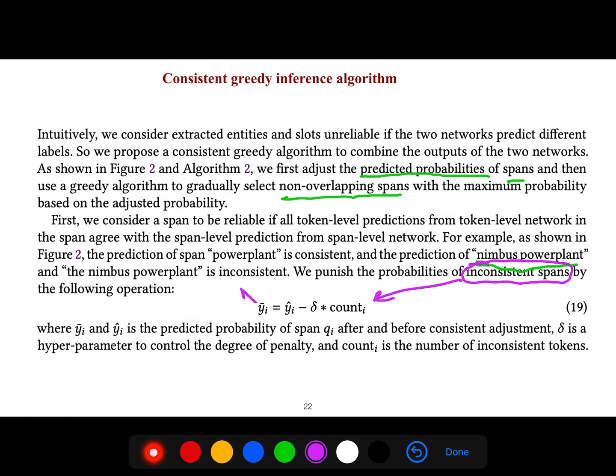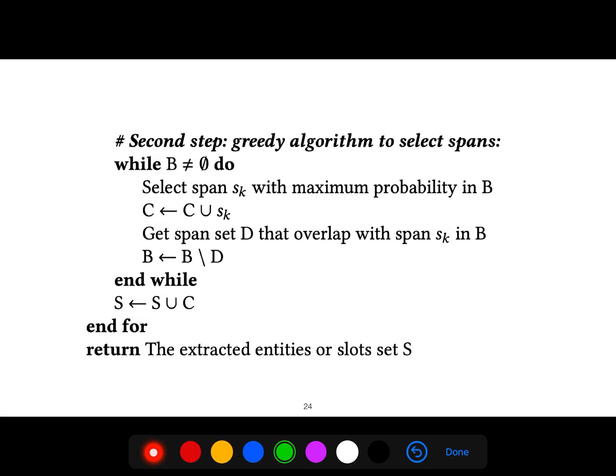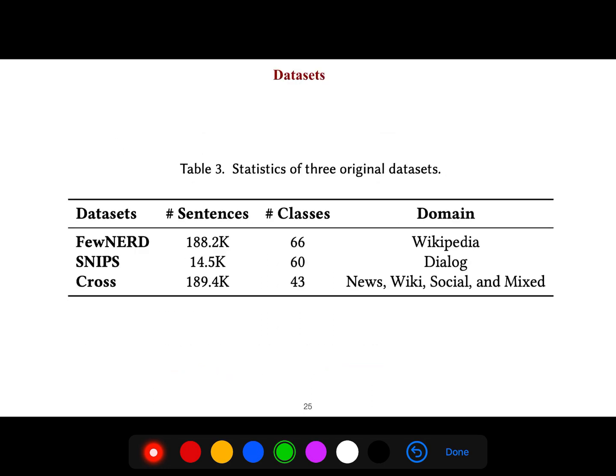So y bar and y hat are the predicted probability of span q_i after and before consistent adjustment. And delta is just a hyperparameter to control the degree of penalty. And this count is the number of inconsistent tokens. So this is the process of consistent greedy inference. Here we punish the inconsistent predictions. And finally, we get the extracted entities or slot sets.